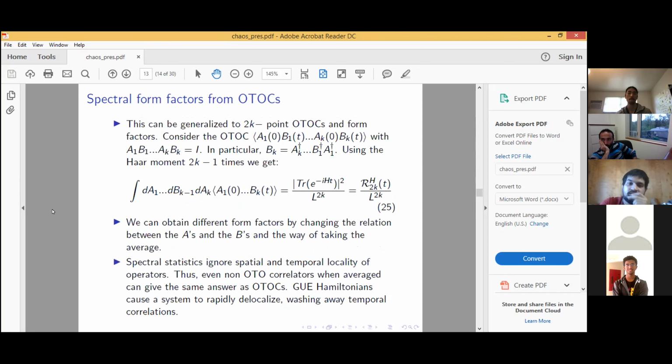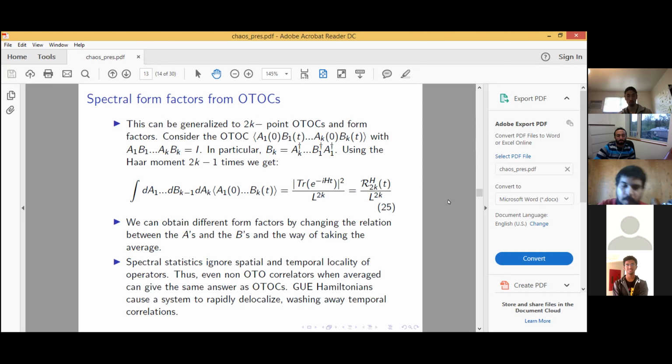Yeah, so this idea can now be generalized to 2K-point OTOCs, and we consider the following OTOCs: A1(0) B1(t), and a string of such operators up to AK(0) BK(t), and we pick the product of all these operators to be the identity. So performing this Haar integral, we find that the average value of this 2K-point function evaluates to R_2K of that particular Hamiltonian divided by L to the 2K.